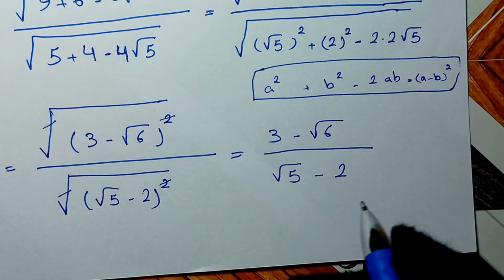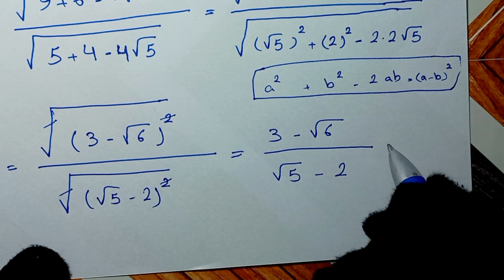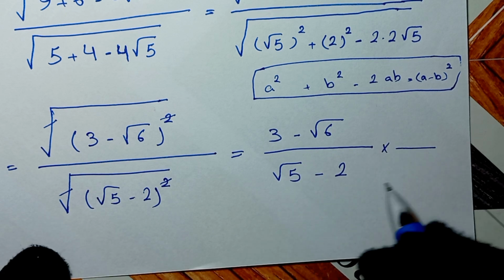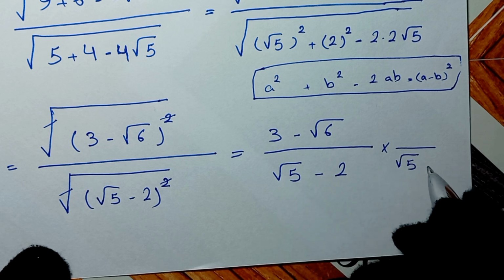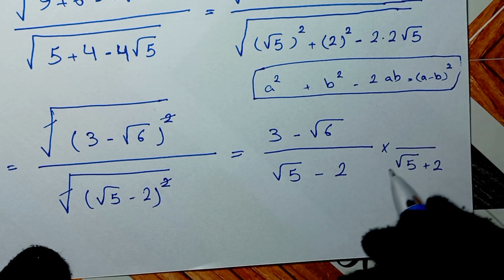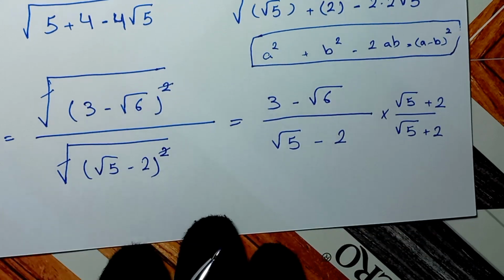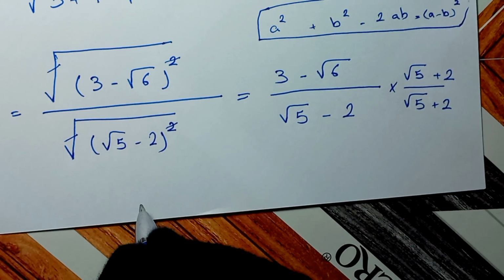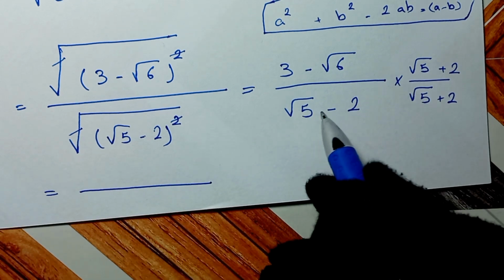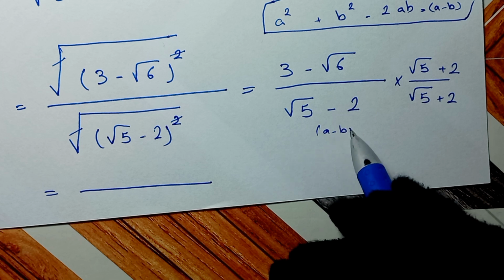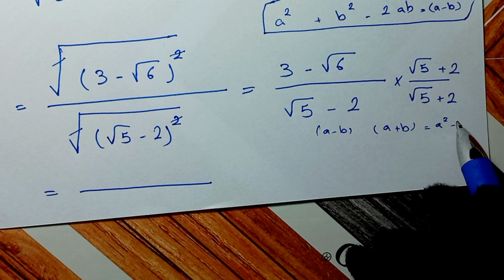And here we rationalize this fraction, and for rationalizing we multiply the numerator and denominator by the conjugate pair of the denominator. So this conjugate pair will be square root of 5 plus 2, right? So we multiply numerator and denominator by square root of 5 plus 2. And it will be in here, this is in the form of a minus b times a plus b. And this is equal to a square minus b square, right?